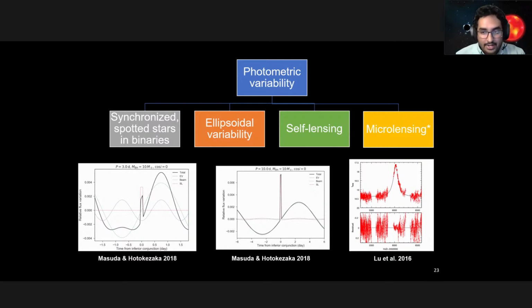I included microlensing here because microlensing events can also be used to search for compact objects. Isolated compact objects passing in front of a background star can lens the starlight. Thus, this is also a promising method to look for isolated non-interacting compact objects.